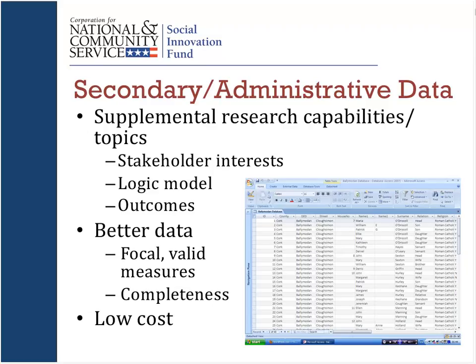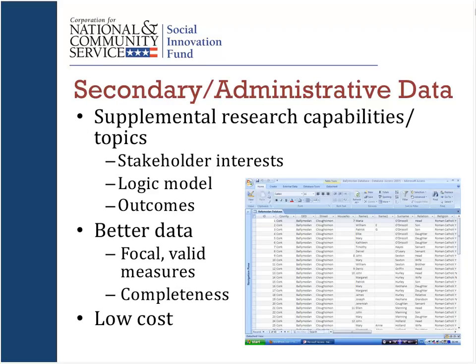Okay, so last I want to talk about secondary data. Specific to SIF, I think the reasons you would want to use secondary administrative data would be to extend your means to supplement answering the needs of all stakeholders. So your stakeholders may be university evaluators with grad students all the way through to school districts and ultimately CNCS and SIF. You can use secondary data to extend the data that you have and answer multiple questions that meet lots of people's needs.